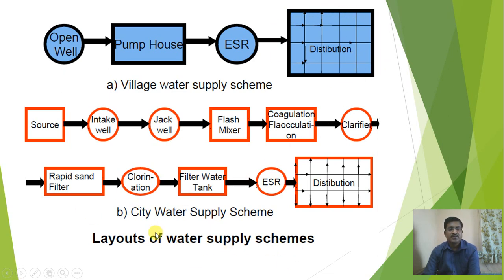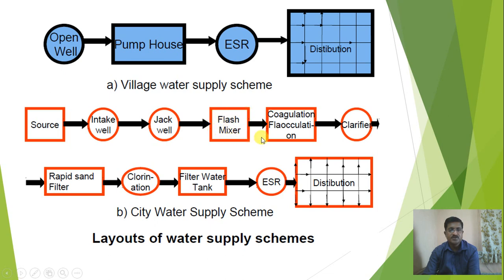But in the urban area, or the city water supply scheme, this is the water source. From the water source, it goes to the intake well. From the intake well it is pumped, taken to the jack well. In the jack well, the pumps are there. Then in between is the rising main, which conveys the water to the water treatment plant.